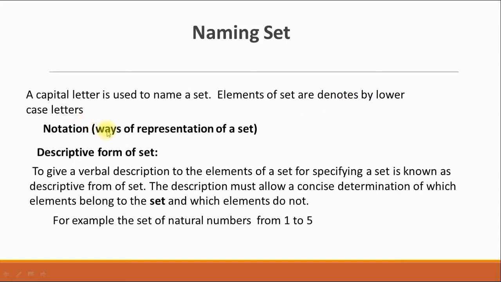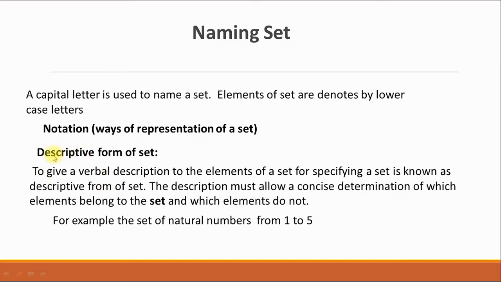Now notations, ways of representation of a set. In how many ways can we represent a set? There are four methods, four ways by which we represent a set: descriptive form, tabular form, set builder notation form, and Venn diagram.